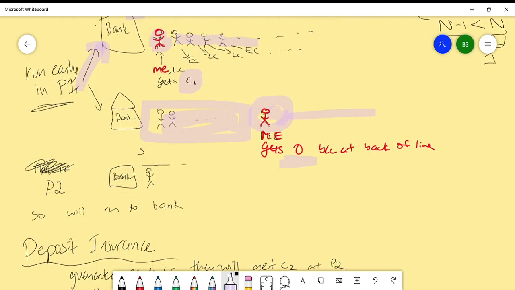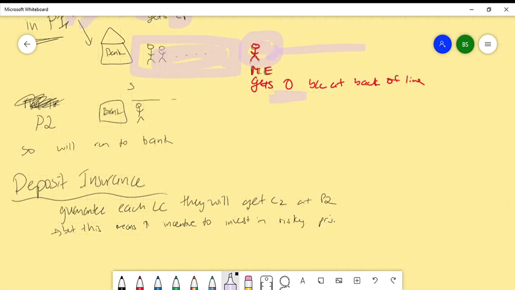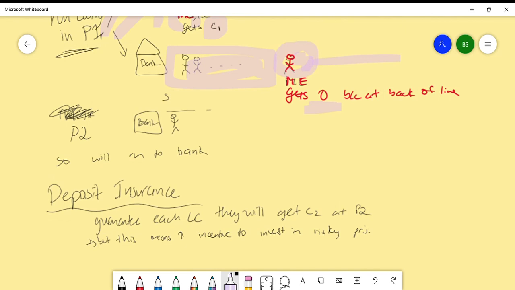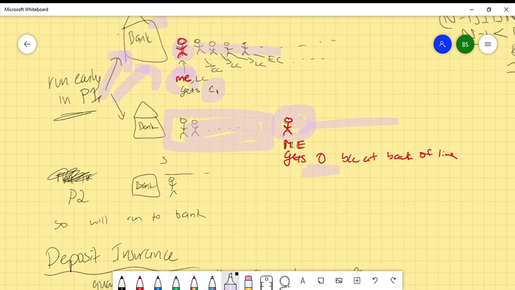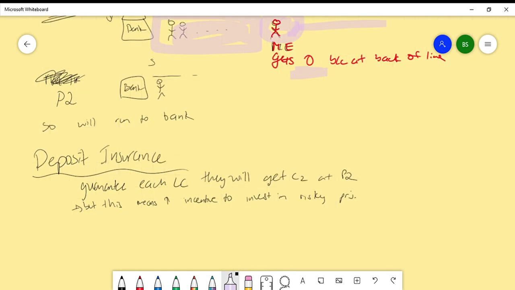And the second option is to go there in period 2. If I go in period 2, it's basically the same idea of getting $0 because there's nobody left. So obviously the person will run early in period 1, because at least here they have a chance of getting C1. So in a bad equilibrium, if this is what the world was like, and this is what everybody else thought everybody else was going to do, everybody would run early in period 1, and there would be a very last guy at the end who doesn't get any money. So that kind of sucks.